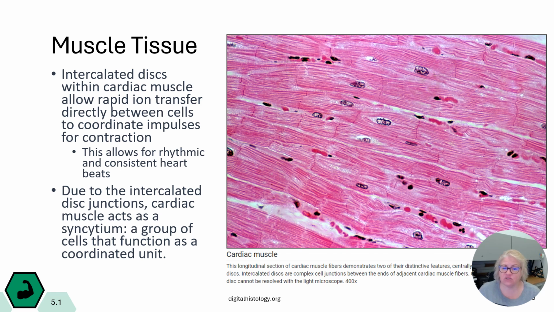When the heart beats, we don't want the heart muscles all beating at a different time. That's not efficient. We want it to beat as a whole. The ventricles, the bottom of the heart, beat at the same time and push that blood out into the arteries. Due to those intercalated disc junctions, cardiac muscle acts as a syncytium, which is a group of cells that function as a coordinated unit.